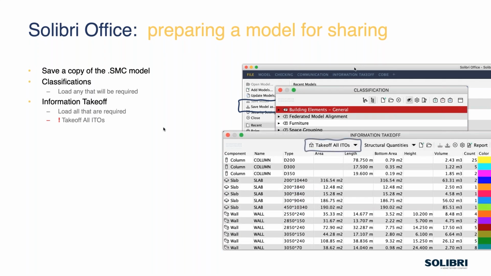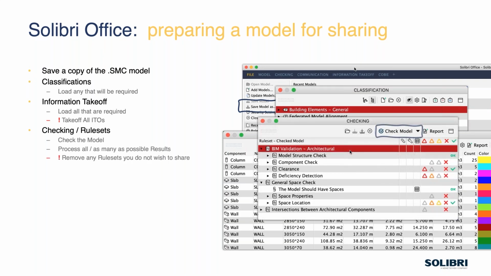Same is true for information takeoff. You have to load the information takeoffs into the model in the first place. But the really crucial thing is that we have a pull down in the ITO table, and the option in there is Take off all ITOs, which calculates however many you've got loaded. If you don't calculate them before you save the file, they don't go. There's just a blank table at the other end. So it is important that you do the takeoff.